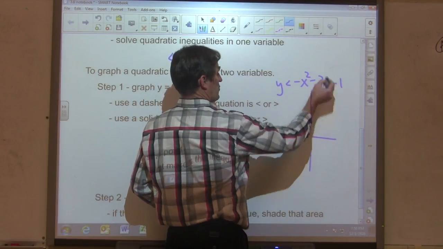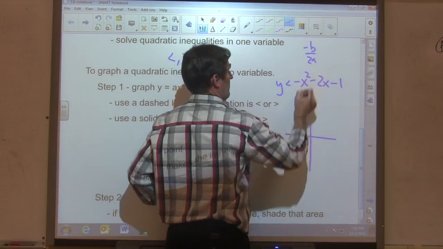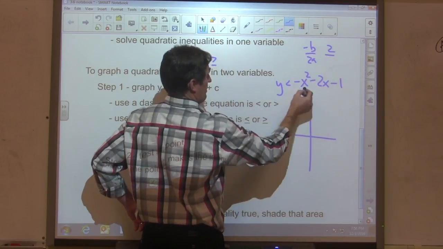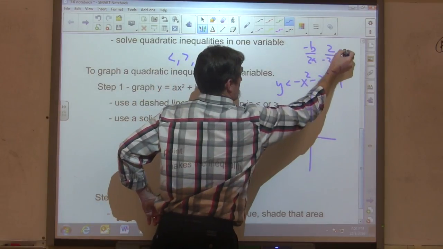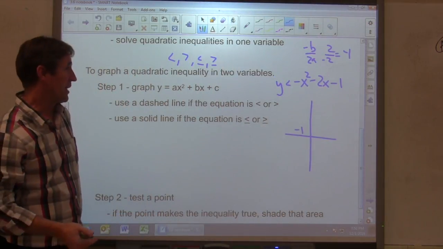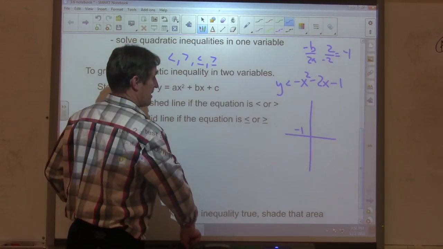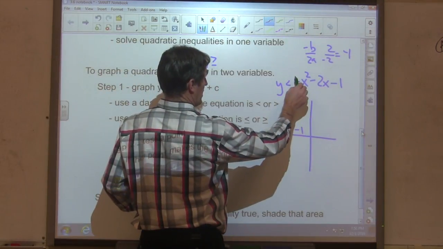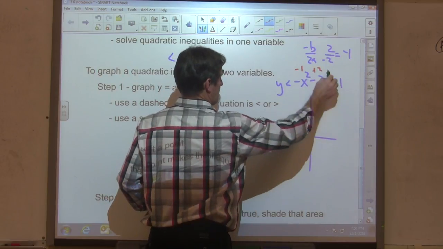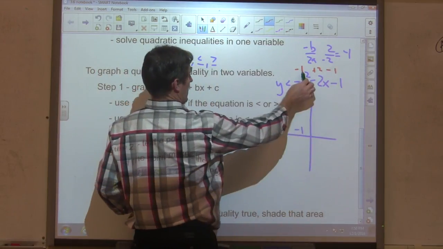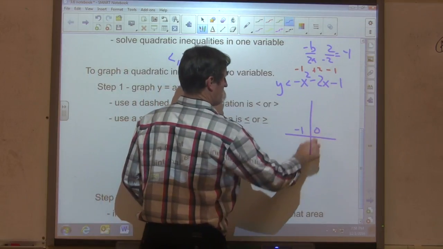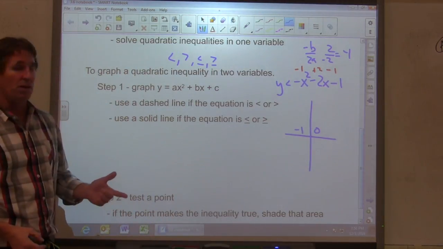And so we can find the vertex, remember that's negative b over 2a. In this case, b is negative 2, so this would become 2 divided by 2 times the negative 1 is negative 2. And so that is a negative 1. So our x value of the vertex is negative 1. And then we plug that in. So negative 1 squared is 1, and then the opposite of that would be negative 1. And negative 2 times negative 1 is a positive 2, minus 1. So we have negative 1 plus 2 would be 1, minus 1 would be 0. And so our vertex is at negative 1, 0.